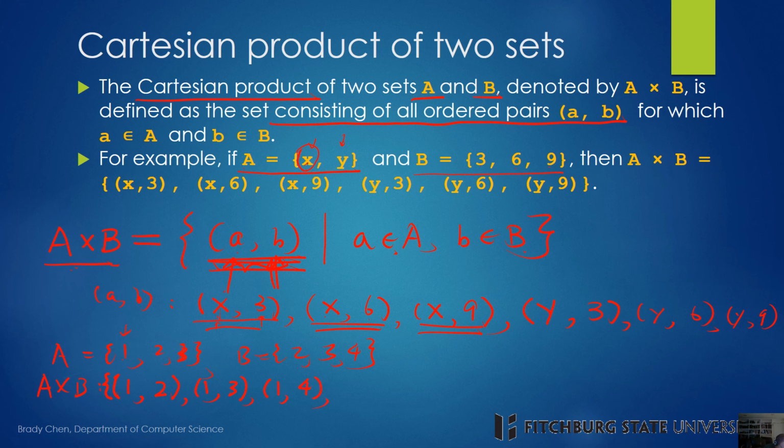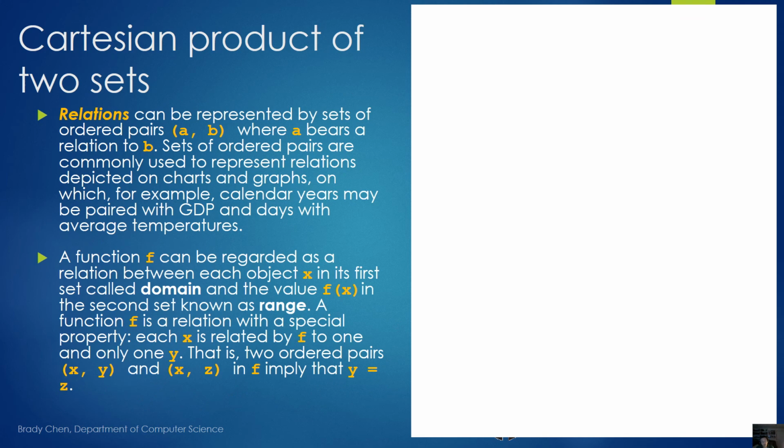So here's the first element, 1, which pairs with all the elements in B, which gives 3 cases, right? And then we can change the first element to 2 and pair with all 3 elements in B. So (2, 2), (2, 3). So for 2 sets, A and B, we define the Cartesian product of these 2 sets. The Cartesian product of these 2 sets is a new set which consists of all ordered pairs.